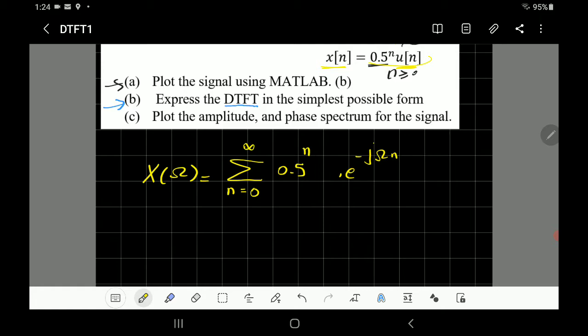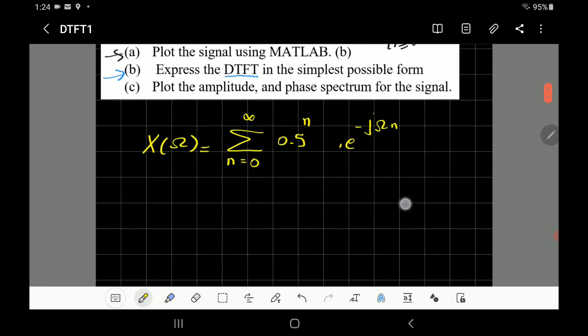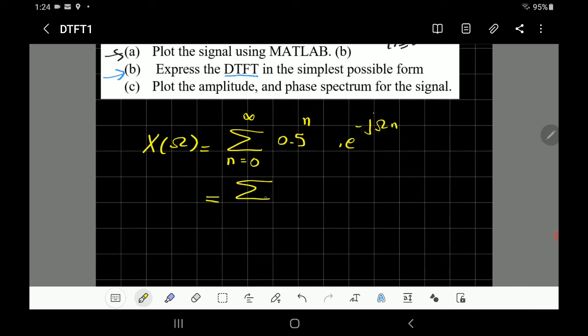All right, great. So now I want to multiply these two things and then find the result. You multiply 0.5 to the power n and e to the power minus j omega n. So you have n as a common factor. So you can write this as sigma from n equals 0 to infinity, and you have 0.5 and you put here e to the power minus j omega, and all to the power n. You can do that.